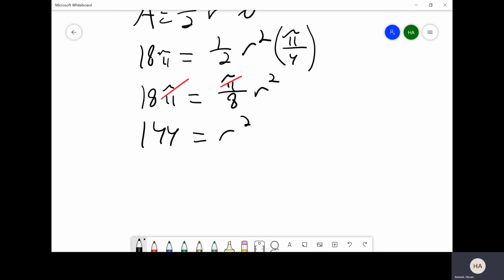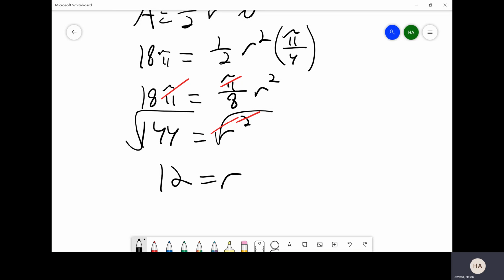So we have 144 is equal to r squared. And now to just find r, take the square root of both sides, right? We are trying to find r, it's being squared, take the square root. So taking the square root of both sides, we see that the square root and the square are going to cancel out, and we are just left with r is equal to 12.